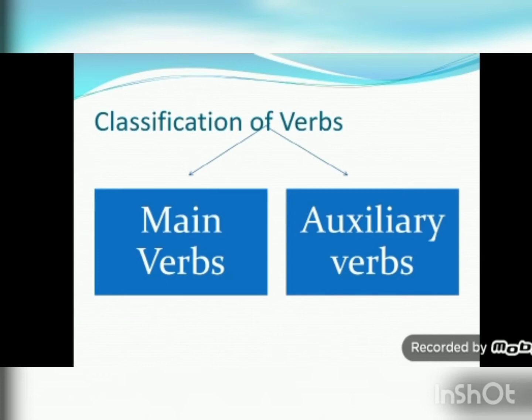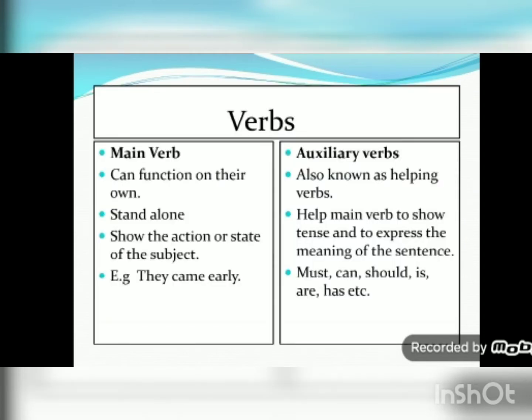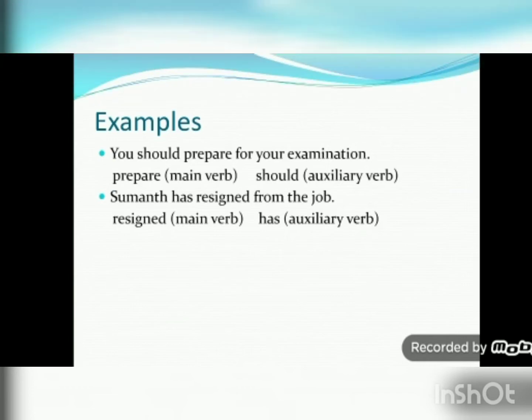Next, let's see the classification of verbs. Verbs are classified into two types, that is main verb and auxiliary verb. So let's see main verb and auxiliary verb.